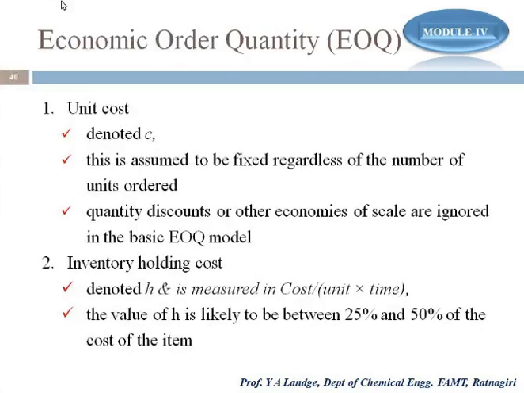Now, what is unit cost? This is denoted by C. Okay, so we denote the unit cost by C. This is assumed to be fixed regardless of the number of units ordered. So this cost C is fixed regardless of the number of units that are ordered.